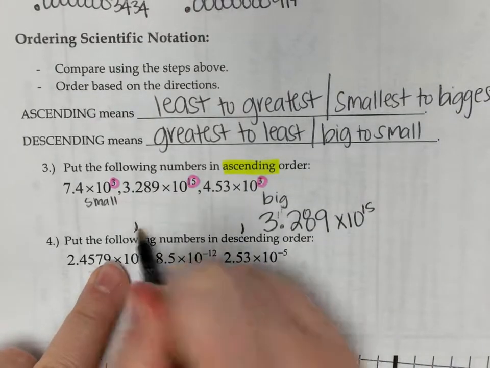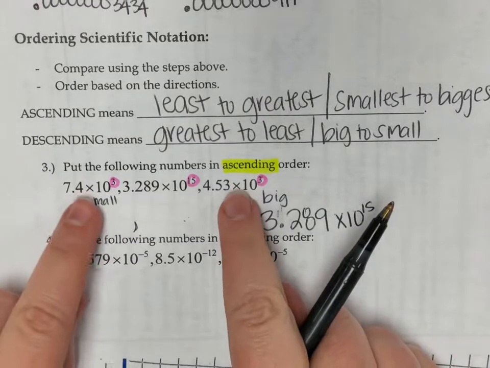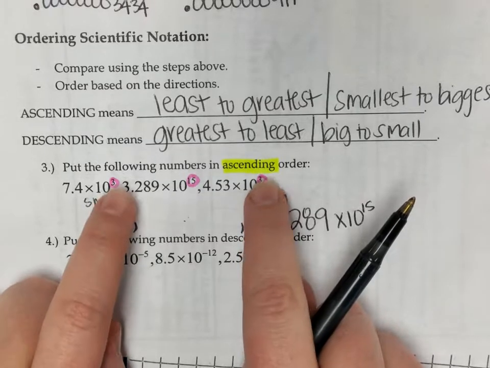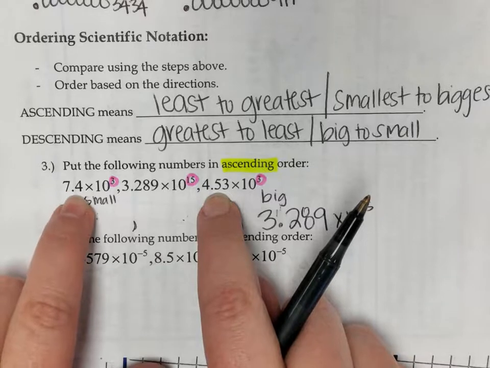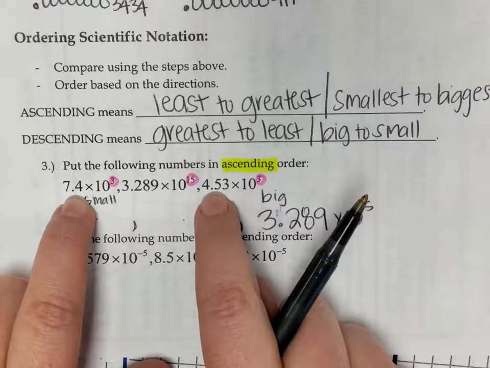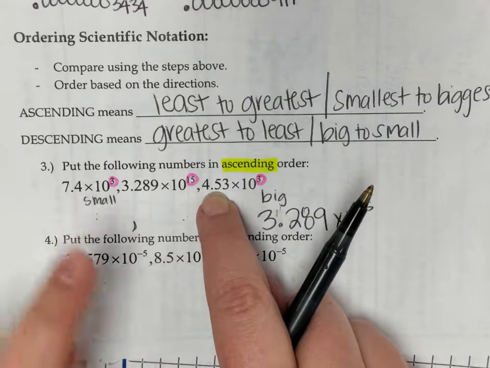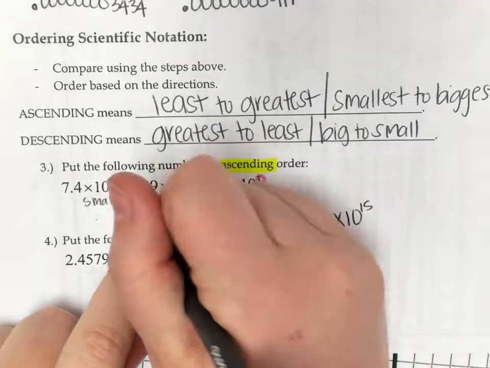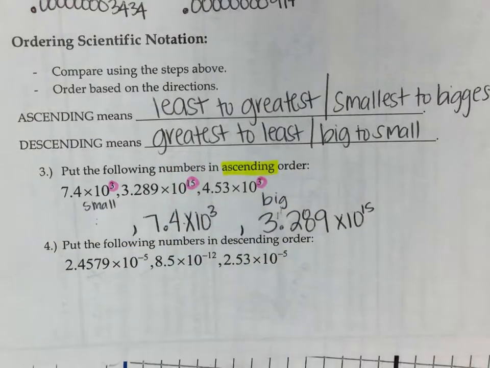Now I've got to figure out which one's the smallest and which one's the middle one. So now we're comparing these two right here. They have the same exponent of 3. And since they have the same exponent, that means I've got to look at their decimals. So 7.4 compared with 4.53. Tariq, which one's bigger? The one on the left is bigger, right? Yes. So is that going to go in the small space or the middle space? Right in the middle. Very good. 7.4 times 10 to the third power.